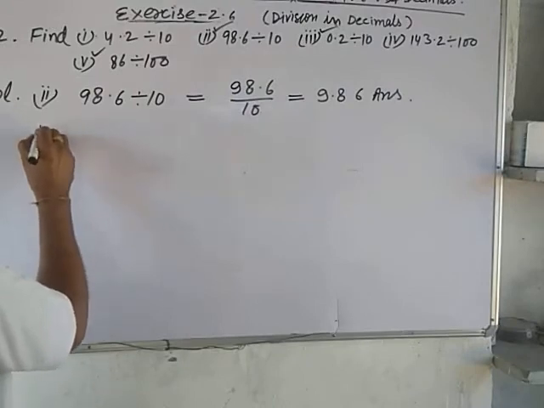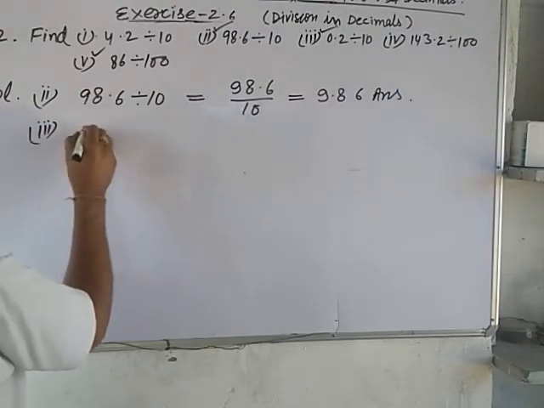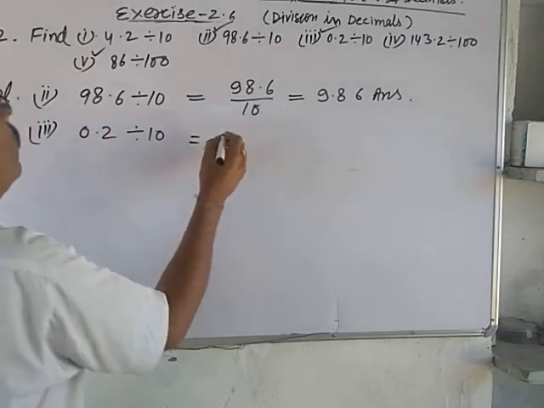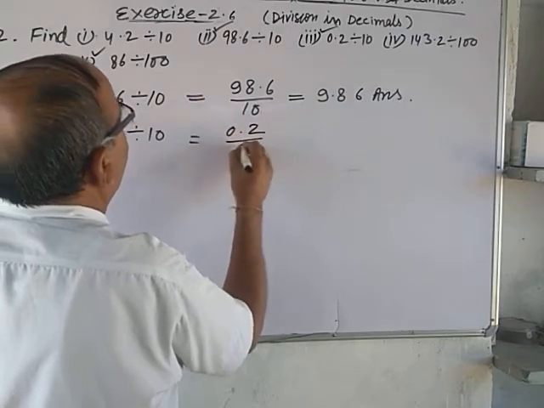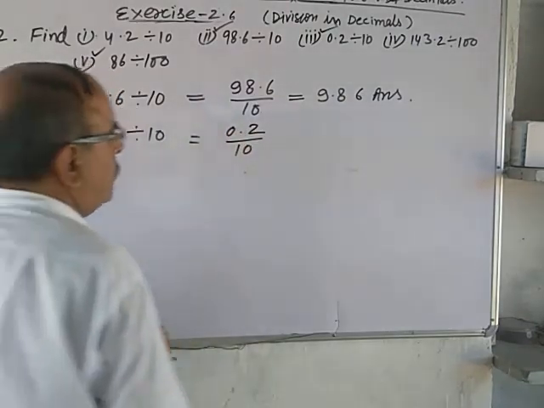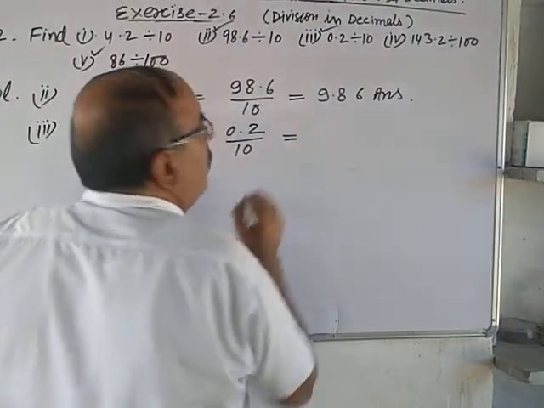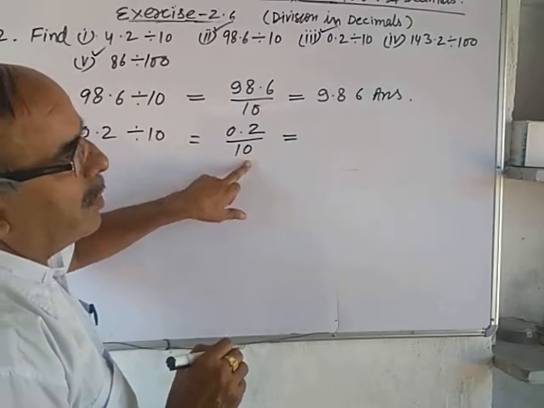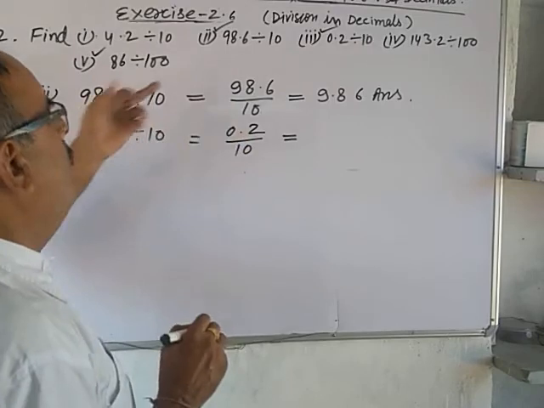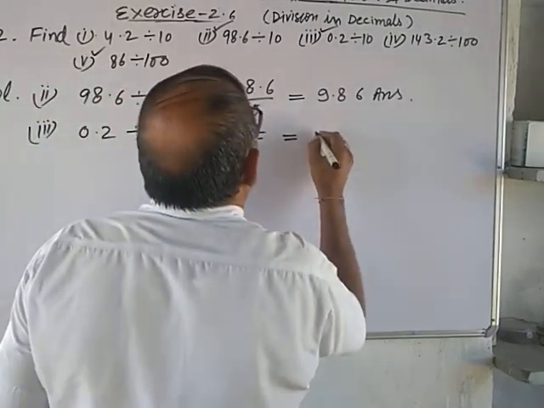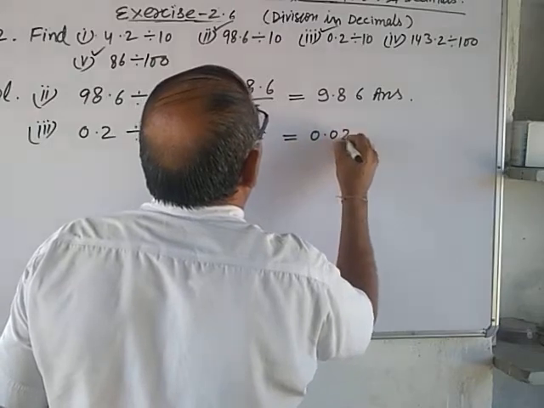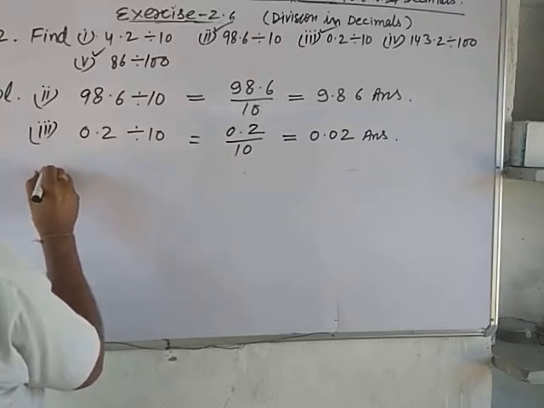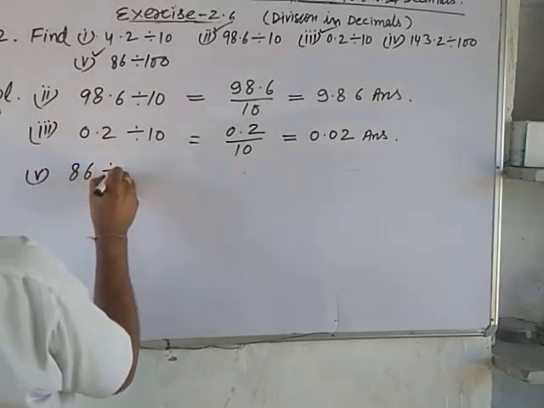And the part 3rd, 0.2 divided by 10, so 0.2 upon 10. If we have 1 zero in the denominator, the point moves 1 point to the left side, so it becomes 0.02, answer. And the fifth part is 86 divided by 100.